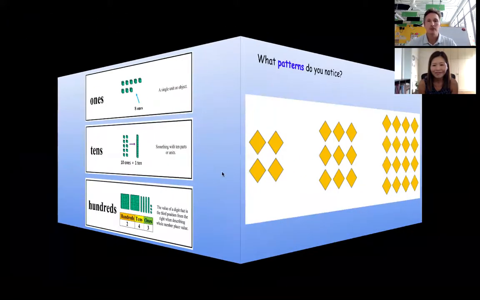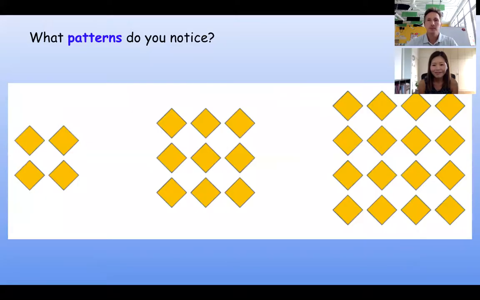For a little warm up, here we go. What patterns do you notice? I like the pretty diamonds. Squares, yeah. I'm noticing that the first one on the left is like 2 by 2, 2 going down, 2 going across. Then the next one is like 3 by 3, and then it goes to 4 by 4. So it gets bigger, and they're adding more and more as they go. Bigger arrays.